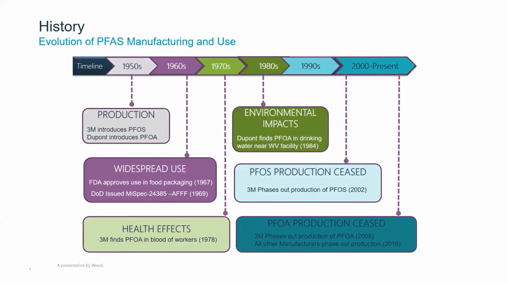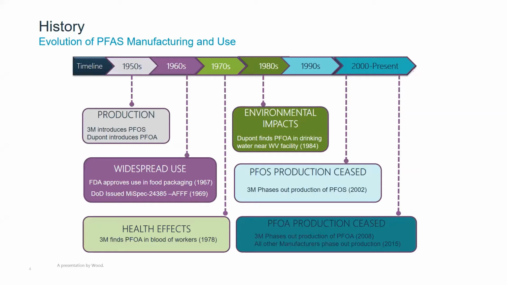So we'll just start with a brief history of PFAS. You will have heard PFAS in the news recently, but it's actually been around for quite a while. These are synthetic chemicals that were first synthesized after World War II. So we see they first start to enter usage around the 1960s, but they get much more widespread in the very late 1960s, early 1970s. This is when the FDA approved their use in food packaging, and DOD issued what they call a mil-spec for AFFF. That's aqueous film-forming foam, also known as firefighting foam.